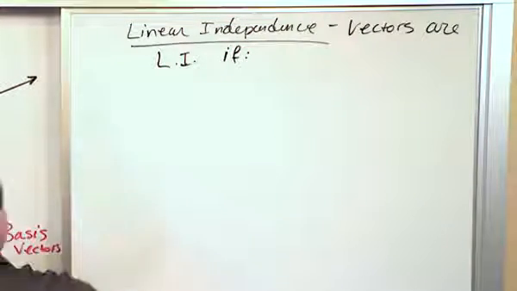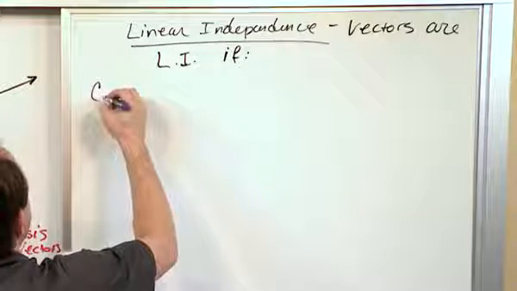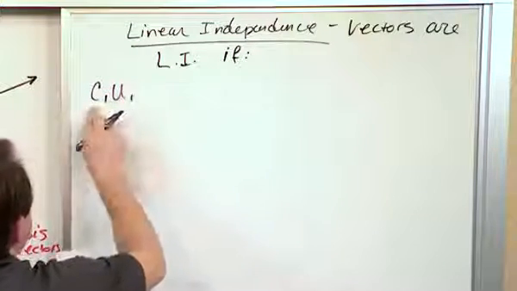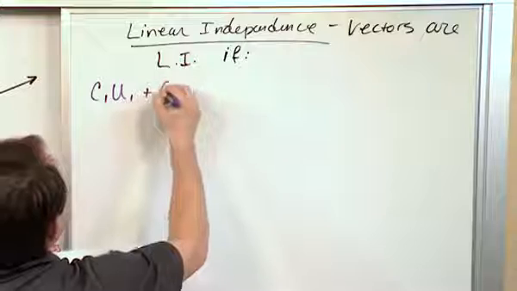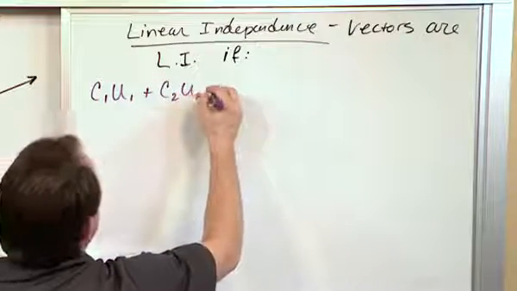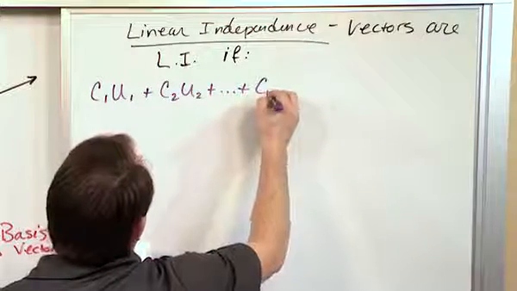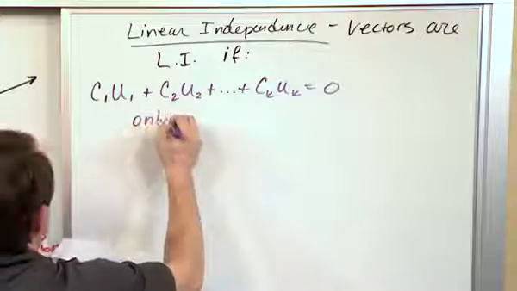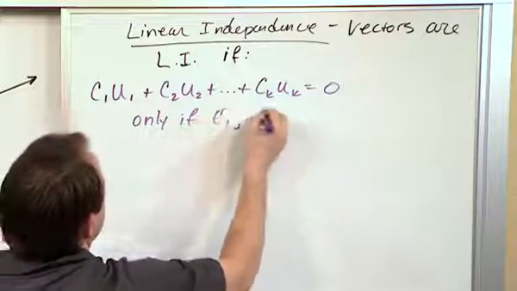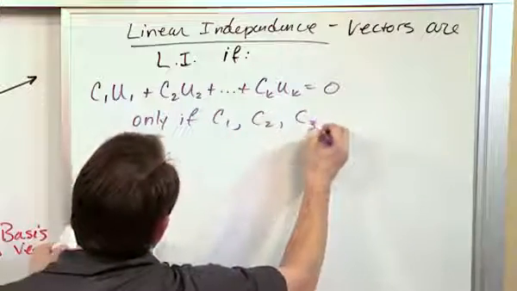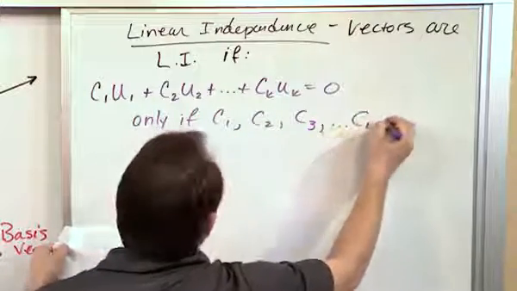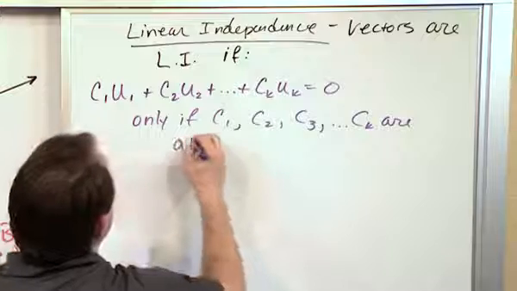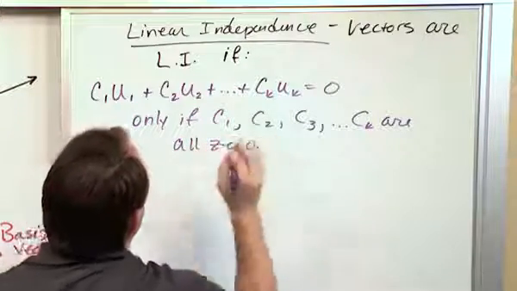And I will change to purple, and I will write down here that C1 times U1, this is a constant just like K1, plus C2 times U2 plus ... plus CK times UK is equal to 0 only if C1, C2, C3, ... CK are all 0. All right.